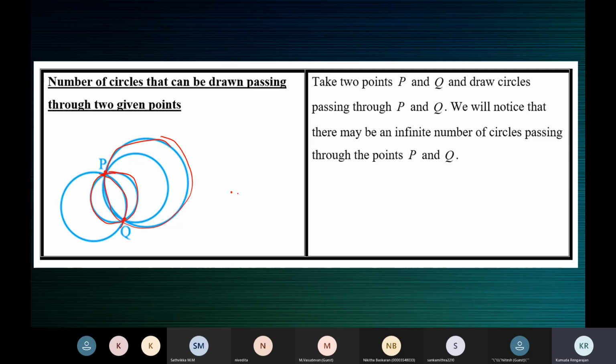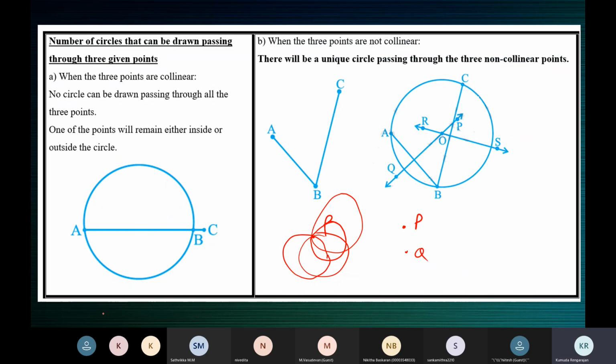So when you're given 1 point or 2 points, you can draw as many circles as you wish passing through the single point or passing through the 2 given points. What if you're given 3 points? We're given 3 points like this.